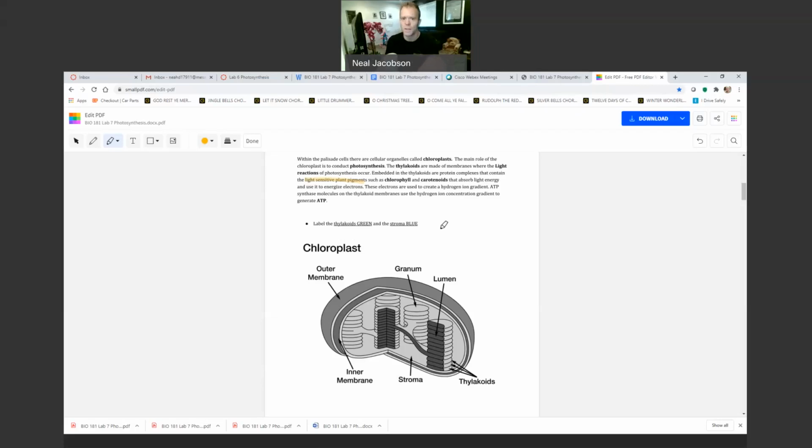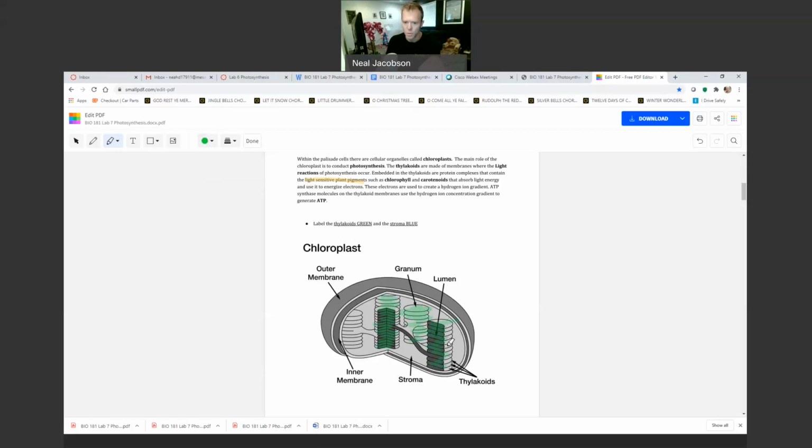Kids. So anyways, what we're going to do in this one is we're going to color the thylakoids green, and we're going to label the stroma blue. So the thylakoids are these stacks of discs that form the granum. The granum is just a stack of thylakoids. So we're coloring the thylakoids green.